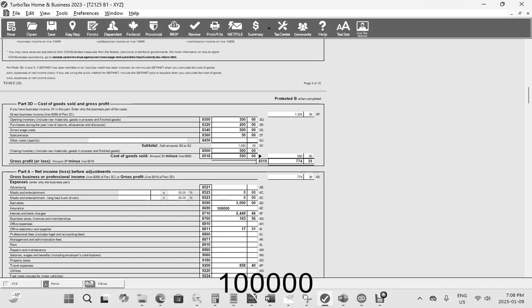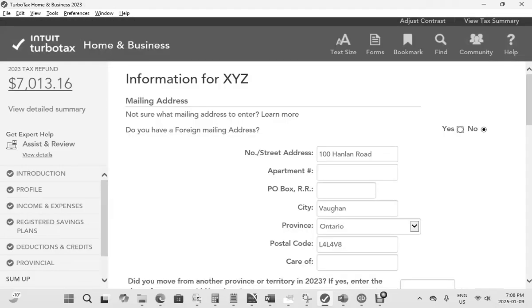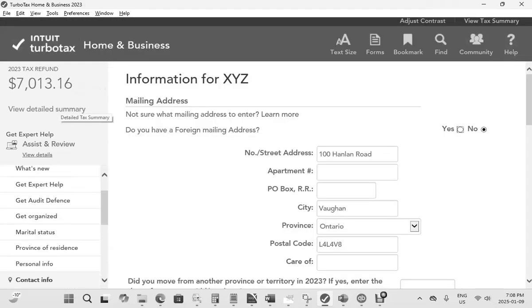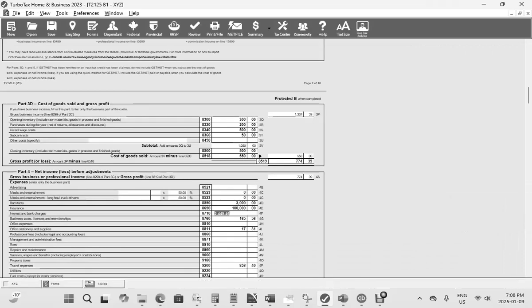You change it to $100,000, say, for example, just to see what the figure is for our tax refund. And that confirms what I said earlier. We've hit the maximum for our tax refund, which is $7,013.16, based on the deductions that we claimed on our T slips, mainly T4 and T4As. All right, so let's change it back to what it was before. This will be zero.